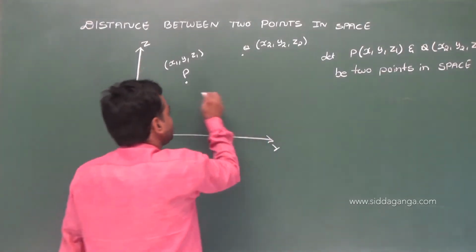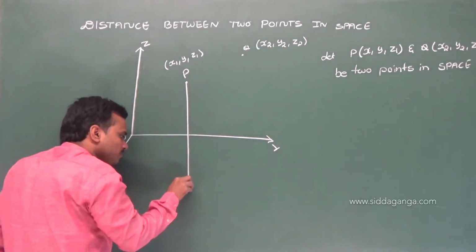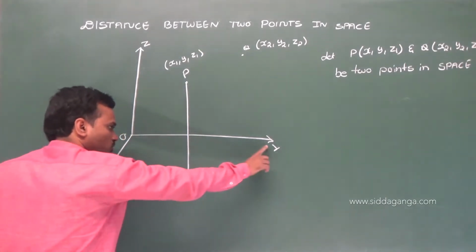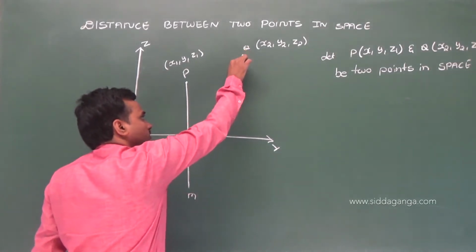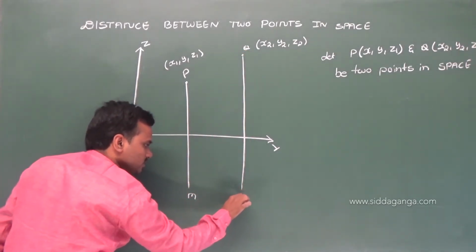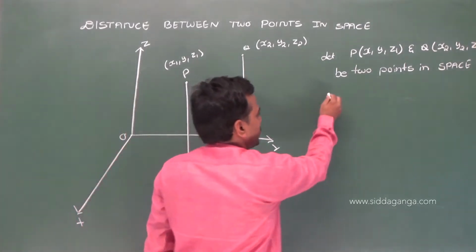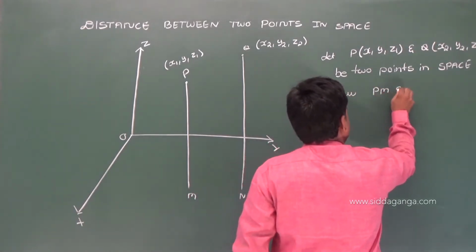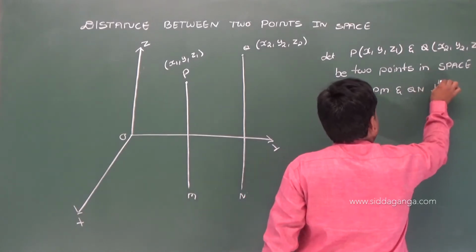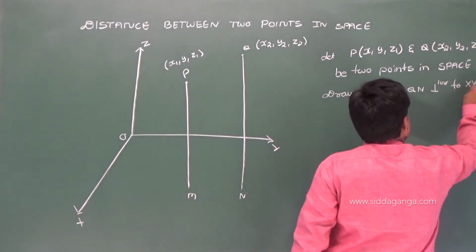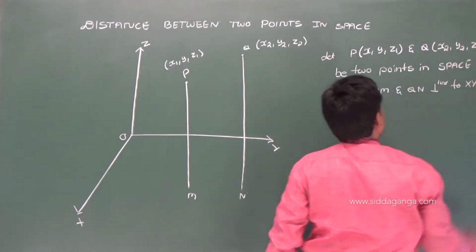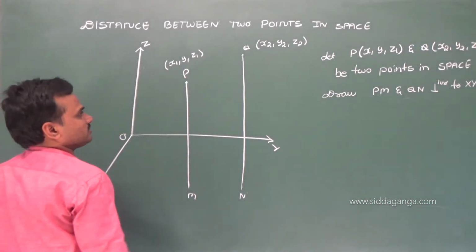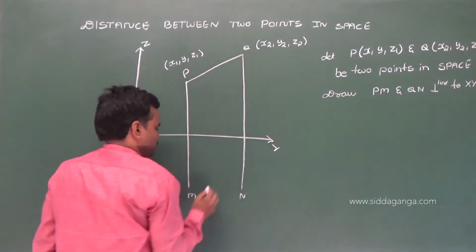Next what I do here, draw PM, because I want to represent the coordinate. Draw PM perpendicular to xy plane and draw QN, QN perpendicular to xy plane. Draw PM and QN perpendicular to what? XY plane.